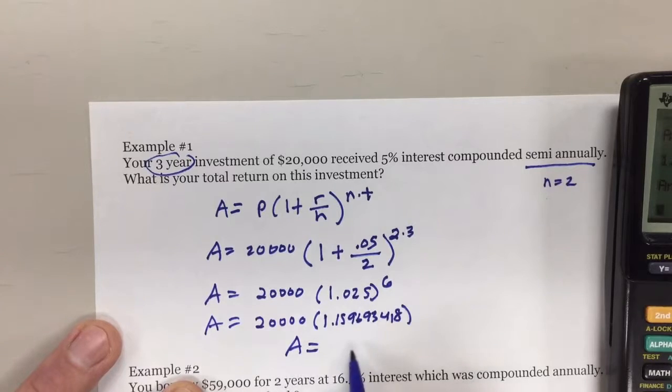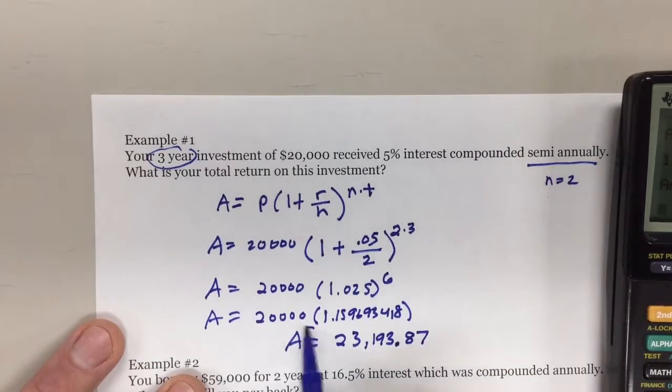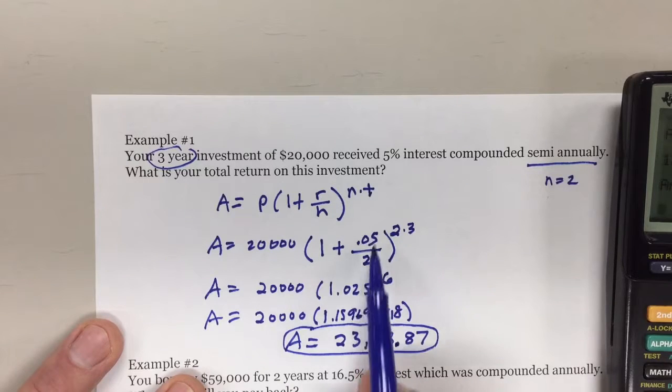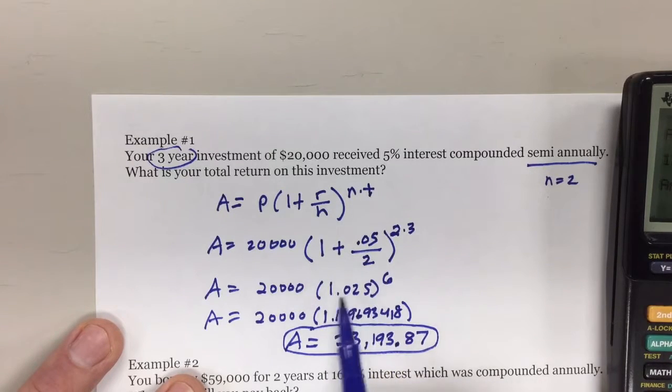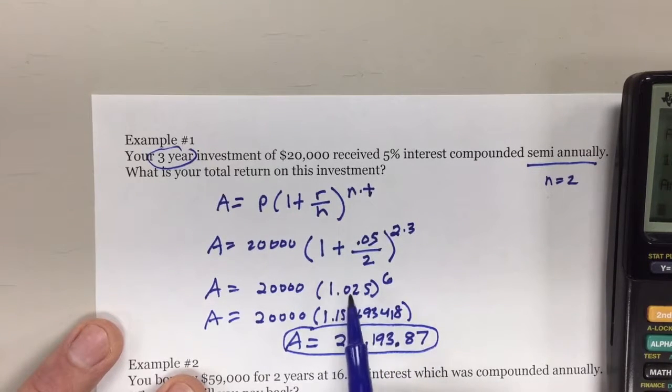So the total amount of my investment after 3 years would be $23,193.87. We always round these to the nearest cent, since it's money. So the key is, fill in the equation with all the values, do the parentheses first, and in the parentheses we have to divide first, then add the 1. And while you're doing that, you could also multiply the 2 times 3. And then we're going to do 1.025 to the 6th power and multiply that answer by 20,000.